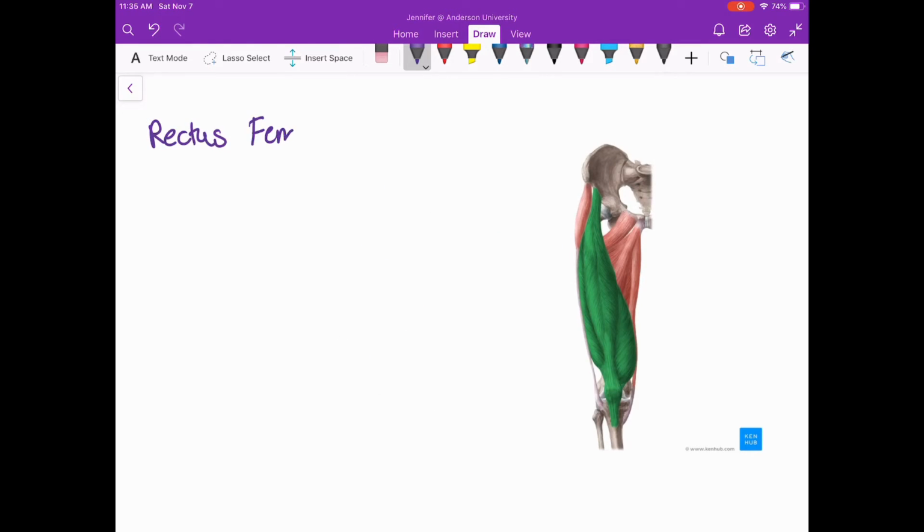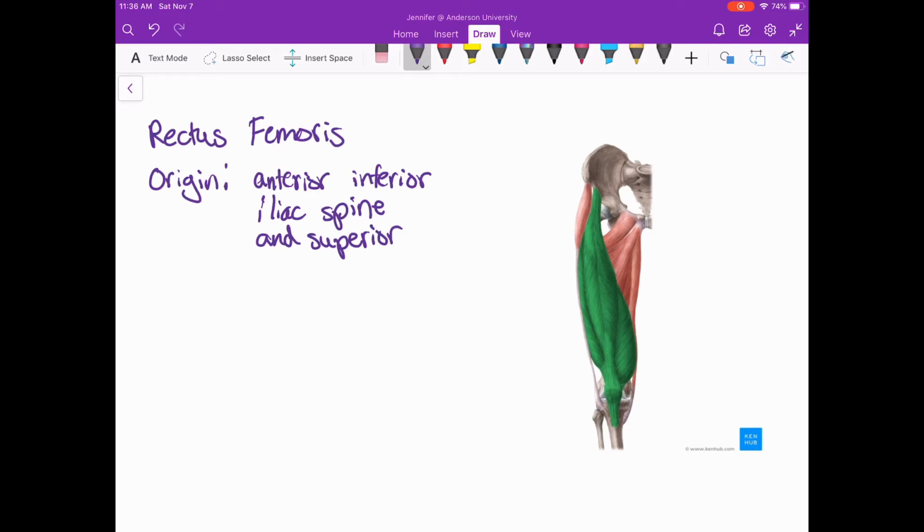Next we have the rectus femoris, which is a part of the quadriceps group. It is a superficial muscle of the thigh, running straight down the thigh, and the only muscle of the group to cross the hip joint. The origin is the anterior inferior iliac spine and superior margin of the acetabulum.